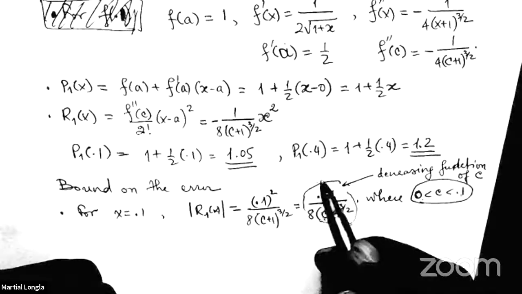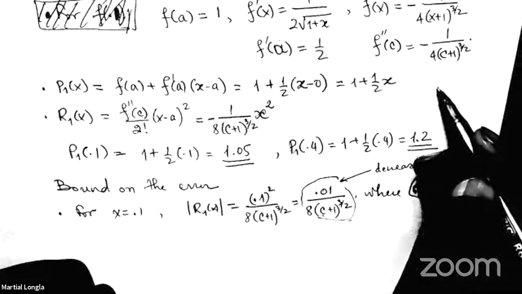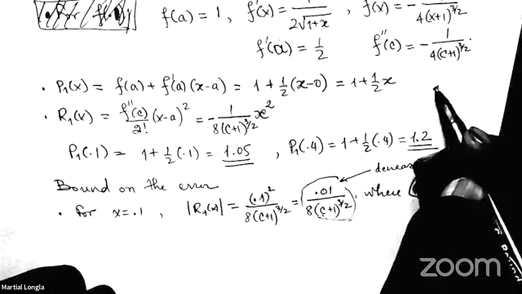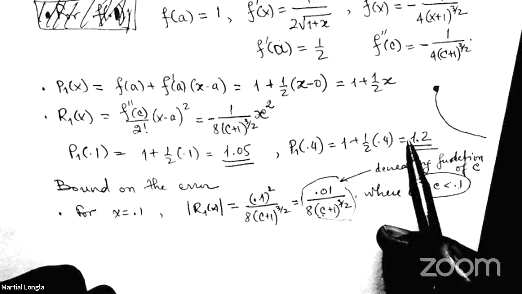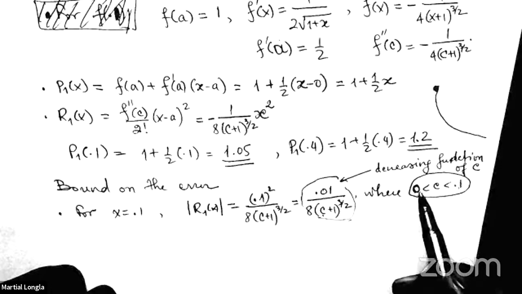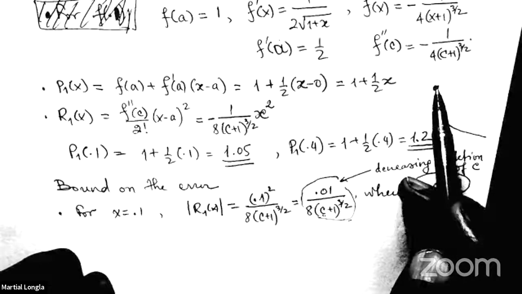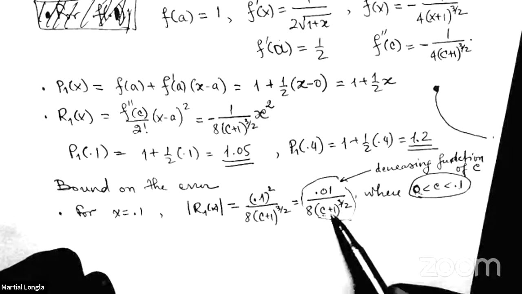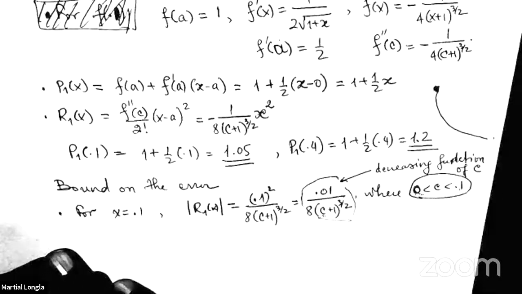So here, this is a strictly decreasing function of c. When a function is decreasing, that means the graph goes down like this. So the highest value of the function is at the smallest value of the variable. That's why here we are going to pick 0 to find the largest value of the function, because it is decreasing. Why is it decreasing? Because we know the property: this is (c plus 1) to the power 3/2, and 1 over that is a decreasing function.